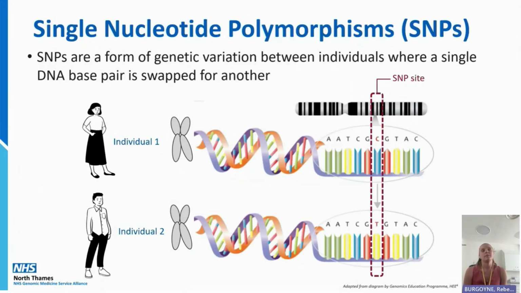So what are SNPs? They're essentially a form of genetic variation between individuals where a single DNA base pair is swapped for another. So if we have a look at individual 1 on the screen and individual 2 on the screen, they both have AATCG as the first 5 bases, but then individual 1 has a C and individual 2 has a T as the 6th base. And these individual base pair swaps essentially introduce variation between individuals.